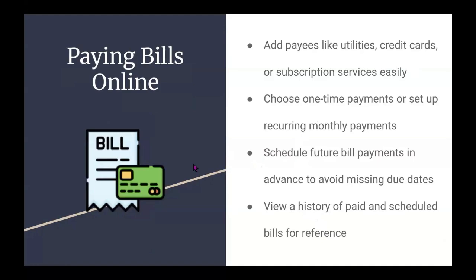As for how to go about paying bills online, you can add payees like utilities or credit cards or subscription services quite readily. You can also choose one-time payments or set up recurring monthly payments, schedule future bill payments in advance to avoid missing due dates, and view a history of paid and scheduled bills for reference.